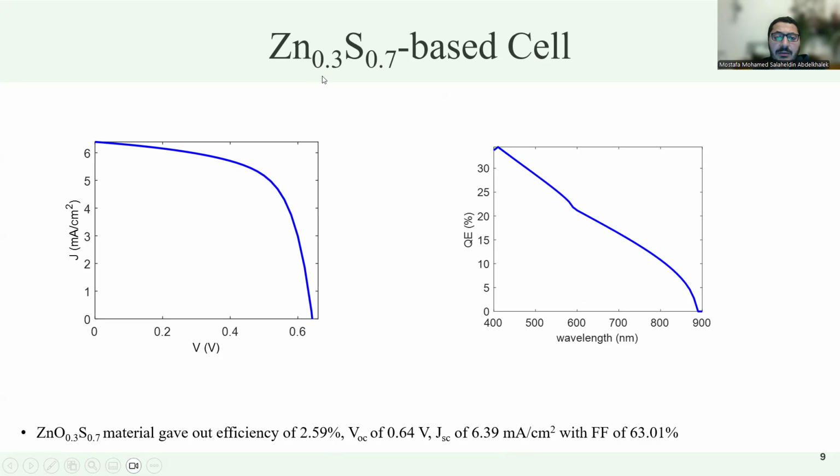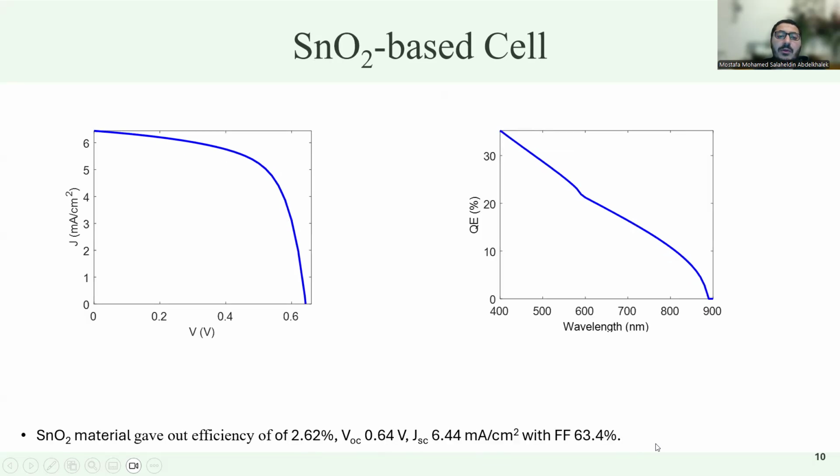For the Zn0.3S0.7 based cell, the power conversion efficiency is 2.59%. The open circuit voltage is 0.64 volt. The short circuit current density is 6.39 milliampere per centimeter square. The fill factor is 63.01%. For the SnO2 based cell, the power conversion efficiency is 2.62, which is the highest power conversion efficiency.